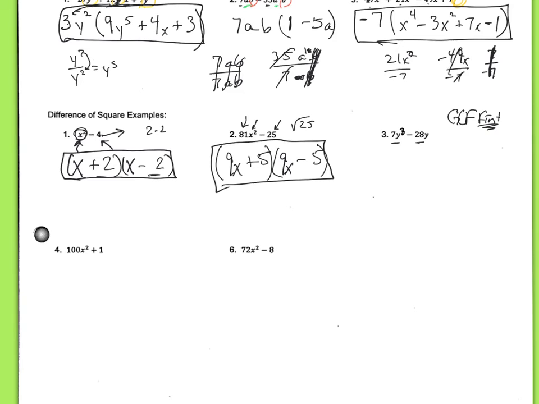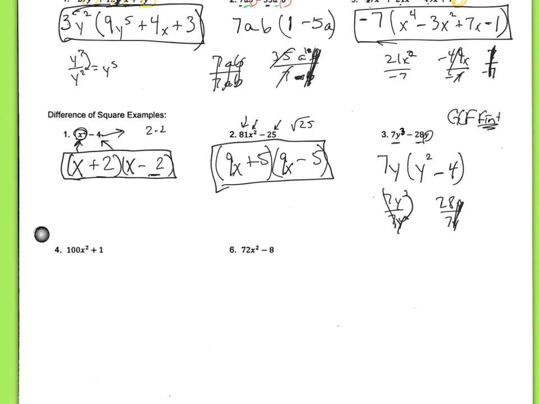So they both have a 7 in common, and they both have a y in common. Now you take the smallest power. So now we have left 7y to the third divided by 7y. So that's gone. That's a y. 3 minus 1 is y squared. So we have y squared. 28y divided by 7y. The y's are gone. And minus 4.